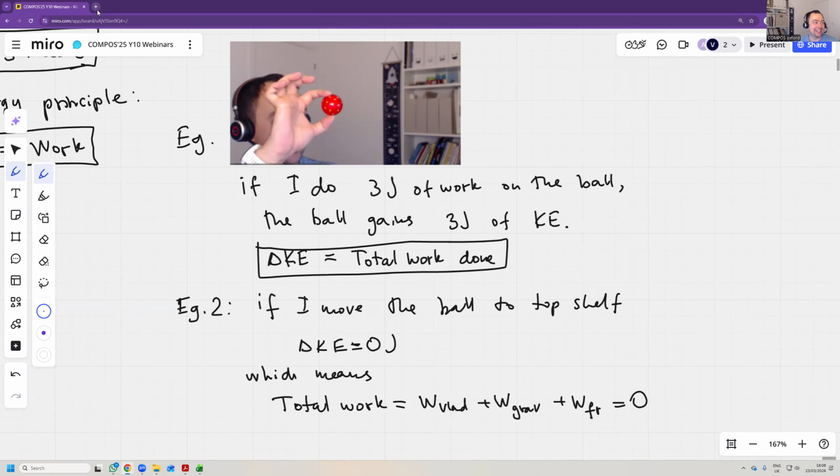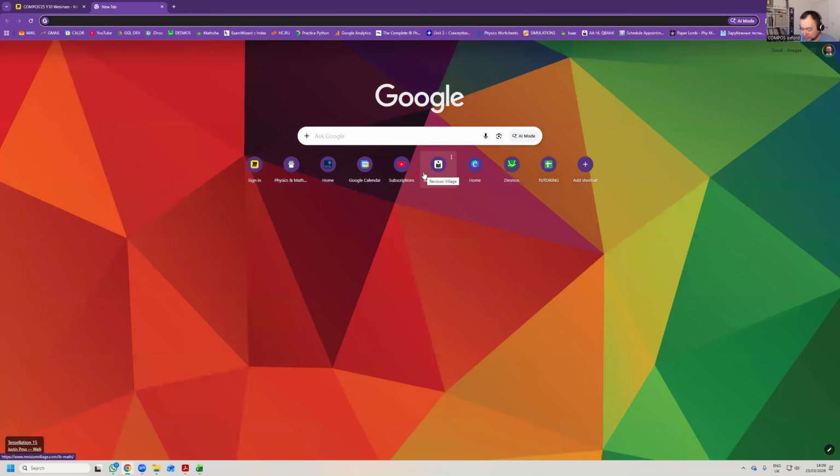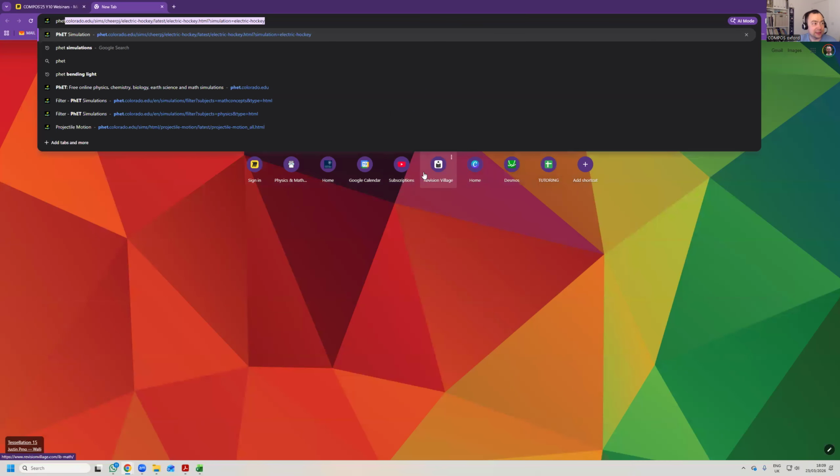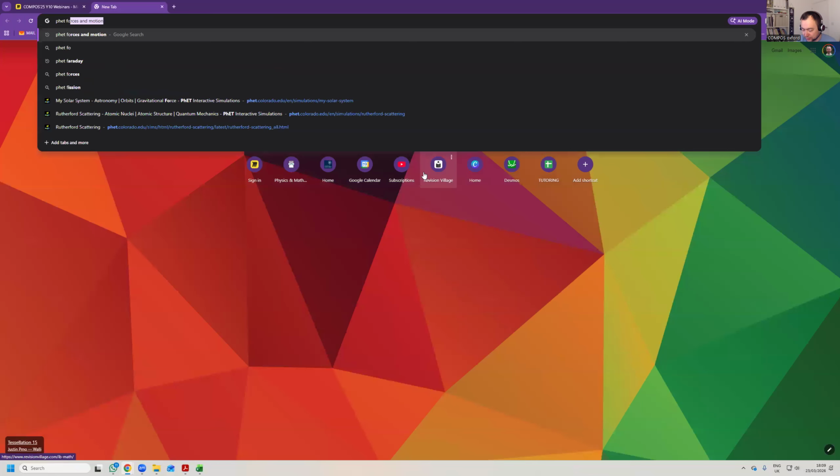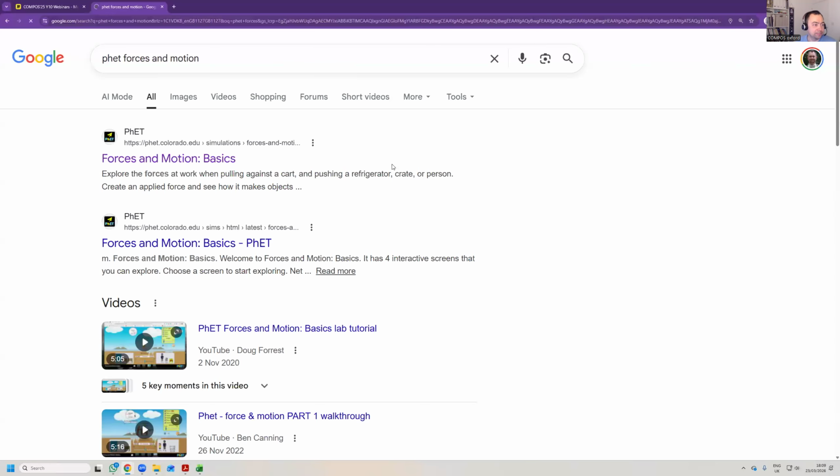And yeah, quick example: forces and motion.